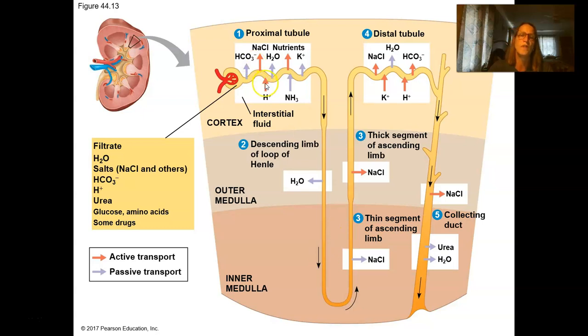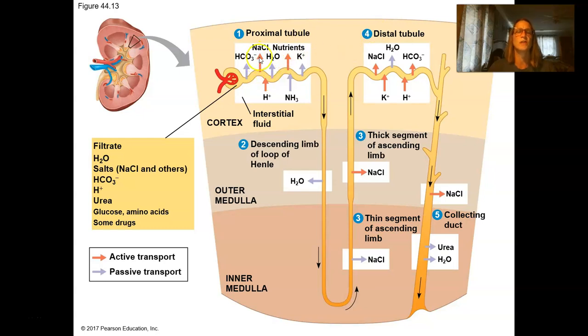Okay, so whenever you see arrows moving into the tubule, that means that the capillaries lining out here are either secreting or diffusing materials from the peritubular capillaries into the tubule. And whenever you see arrows of things moving out of these tubules, that means it's moving into the blood. It's moving into the capillaries that are surrounding the excretory tubules.